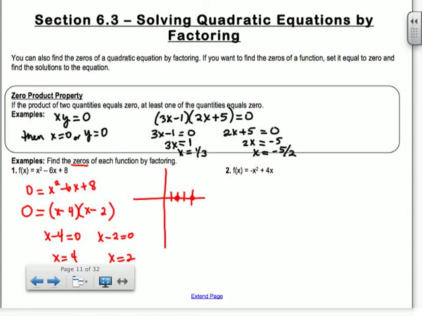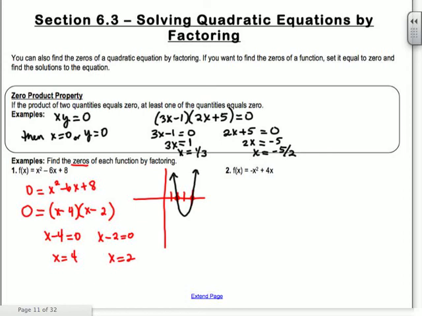Okay, so the first example said find the zeros of each function by factoring. That's what I said I kind of previewed for you last time. When it said find the zeros, we let our function equal 0. We factored, set each piece equal to 0, and we solved. So what this means for our parabola: we know our parabola is going up because it's positive x squared. So it's going to go through those two zeros. It's going to look something like that. Those are the locations where it crosses the x-axis.